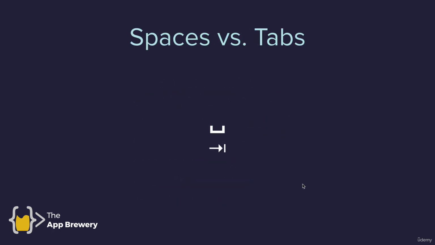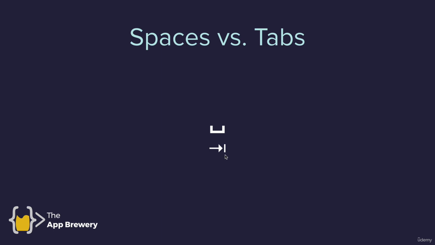Now, every time I've talked about indentation, I've been talking about spaces. And actually, there's 2 ways of creating indentation. You don't have to just use spaces. You can also use tabs. And that's created using the tab key on your keyboard, which can look a little bit like this.